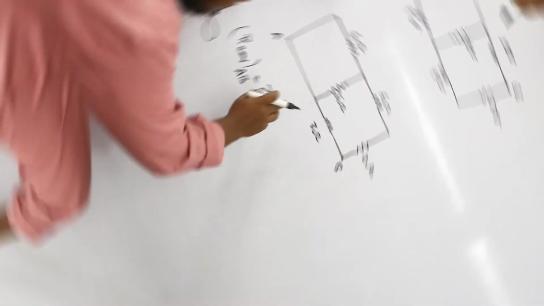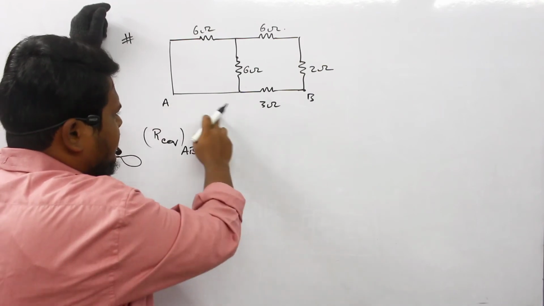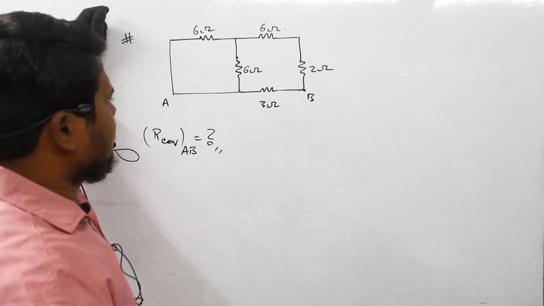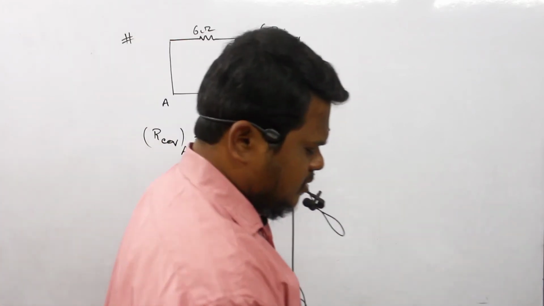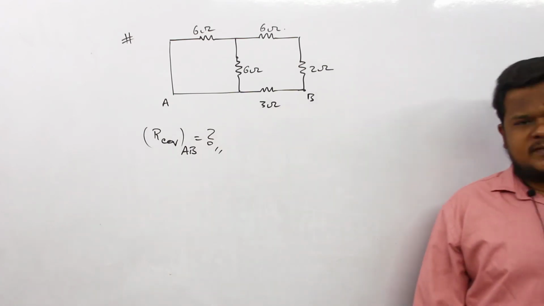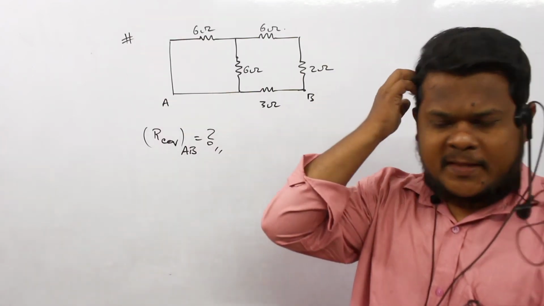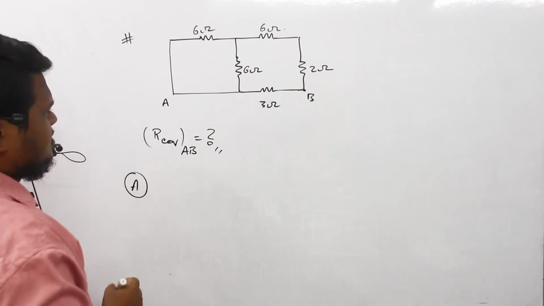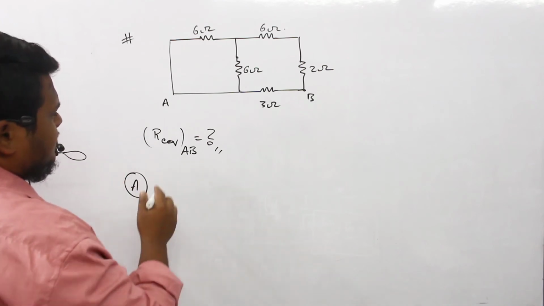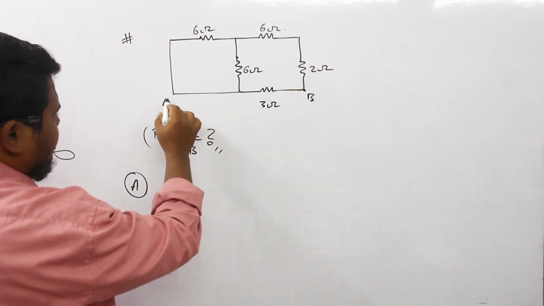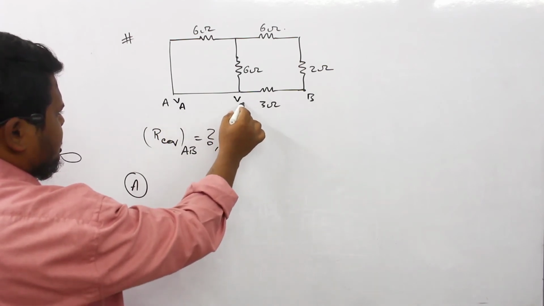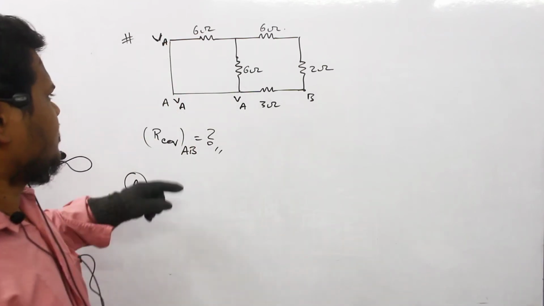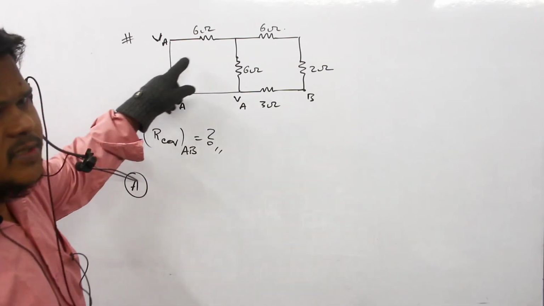We are supposed to calculate the equivalent resistance between A and B. So how can I calculate this one? By using the concept of equipotential points. First let us search for equipotential points. So this is point A, and if the potential here is VA, definitely here also the potential will be VA, and here also the potential will be VA only. So these 3 points are all at the same potential.